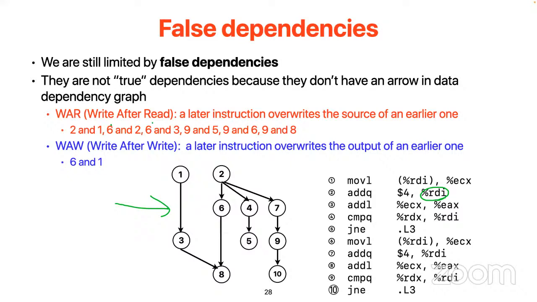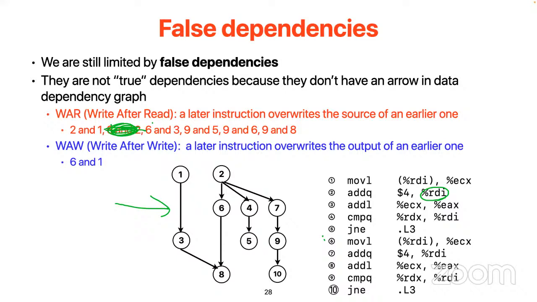And for 6 and 2, if you reorder them, instruction 6 is not going to get the right value. Actually, I think 6 and 2 is a true dependency. And for 6 and 3, you know what, I think this slide is out of date. I didn't save the right result. Okay, so let's look at each one.